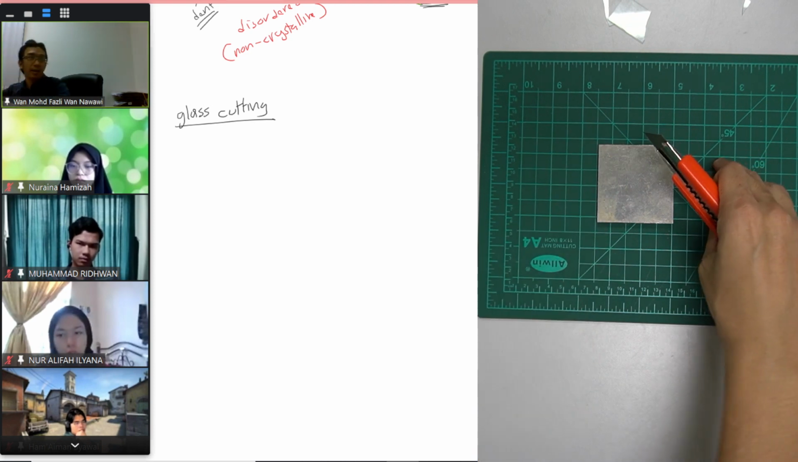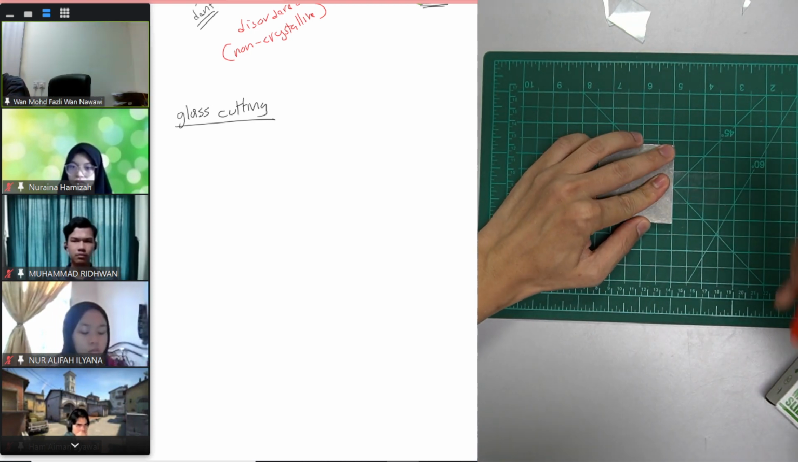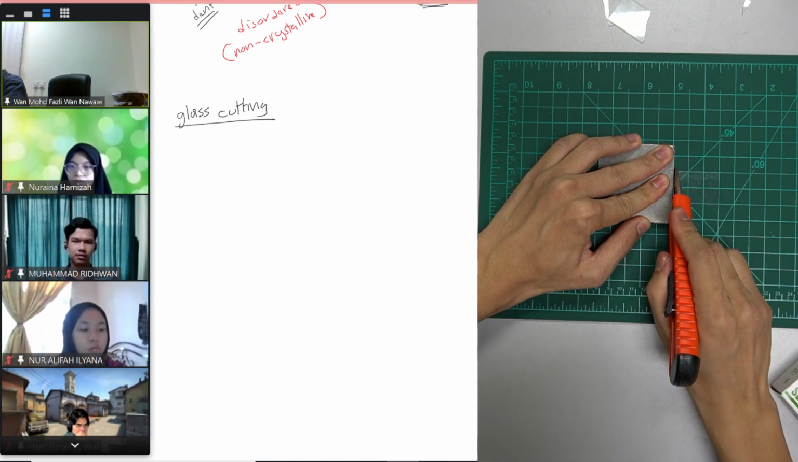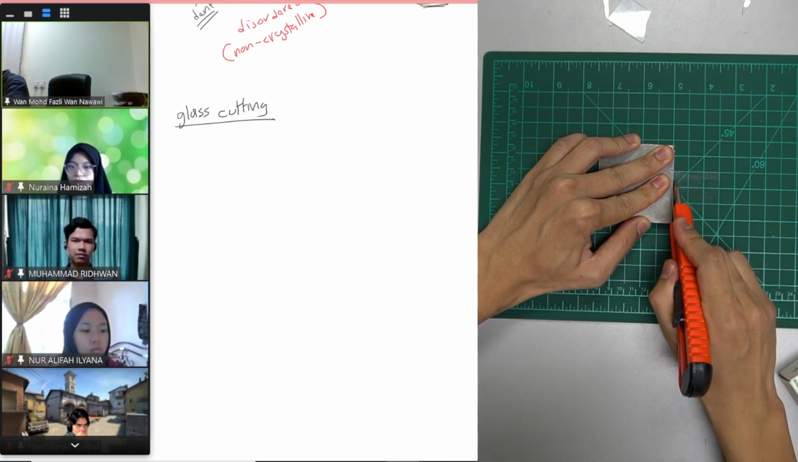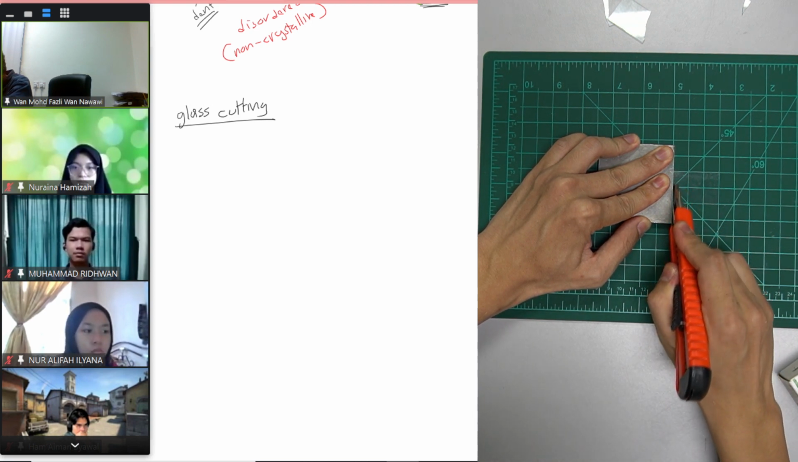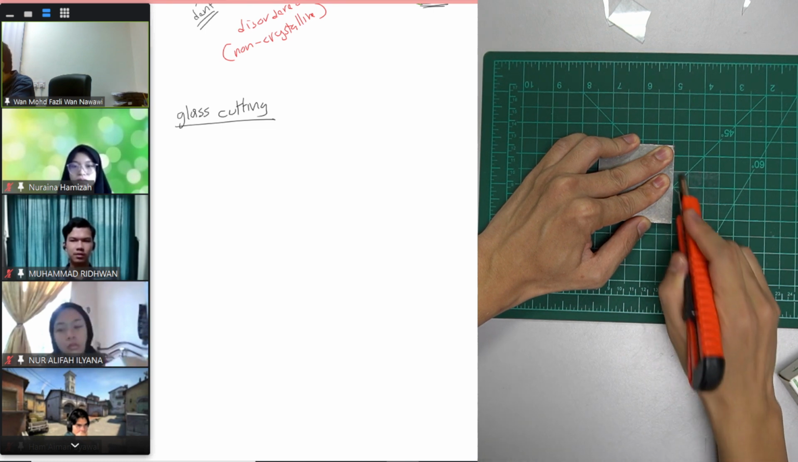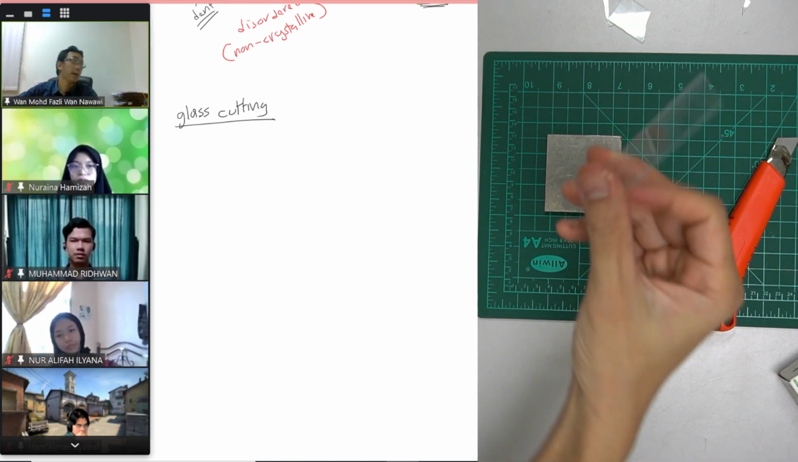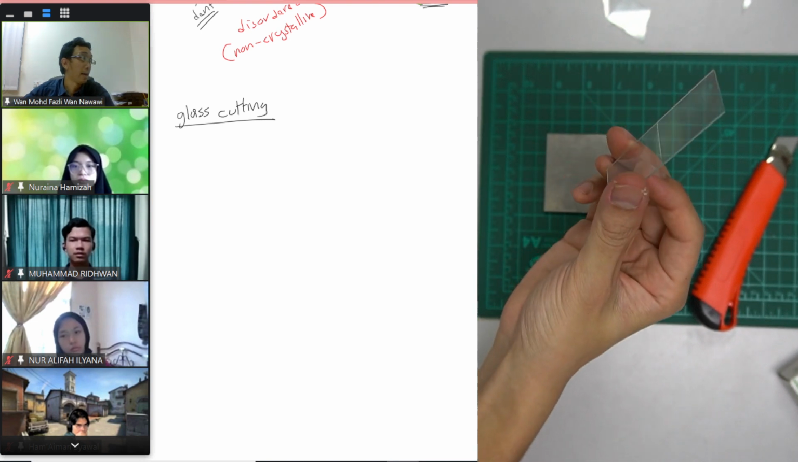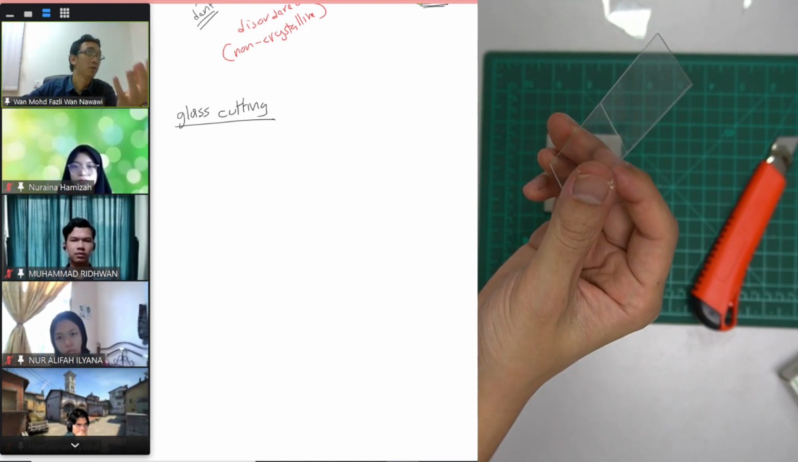So let me see, and I need to focus a little bit. I need to go here, okay, and then let me cut it. 1, 2, 3, 4, 5, 6, 7, 8, 9, 10, 11. Okay, now you can see there are some marks, right? So there is a difference between using a sharp knife and a blunt knife.